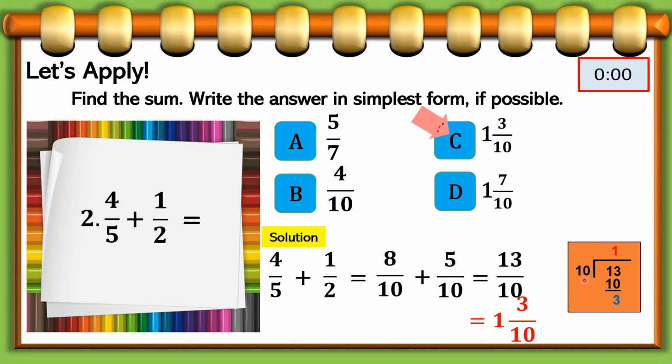13 divided by 10 equals 1. 1 times 10 equals 10. 13 minus 10 equals 3. So the answer is 1 and 3/10.